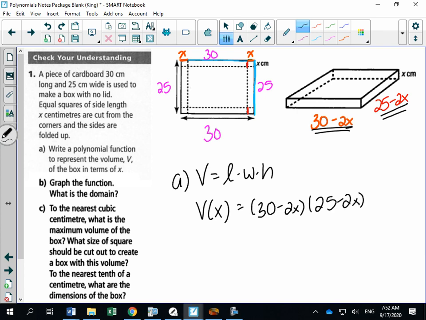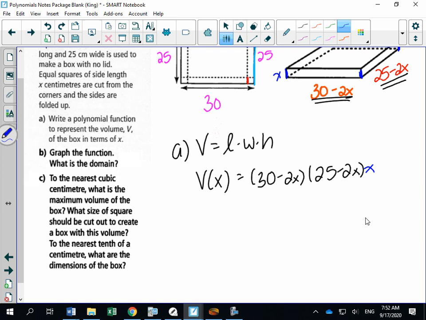Now the height of the box, when I fold up these sides, the height of the box is going to be X, right? So the height of this box is going to be X. So length times width times height, that would be your equation to model the polynomial function. So let's box that in for A.